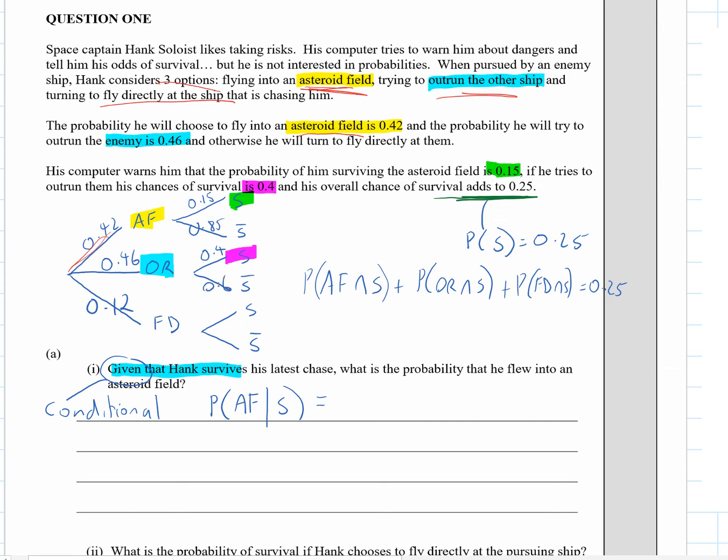Now, I don't have the information for the other branches, so one way to do it is to say, well, let's call that x, and this is going to be 1 minus x. We'll worry about that later.